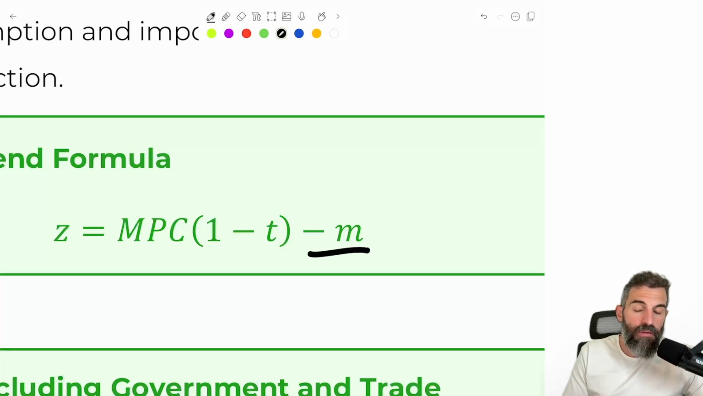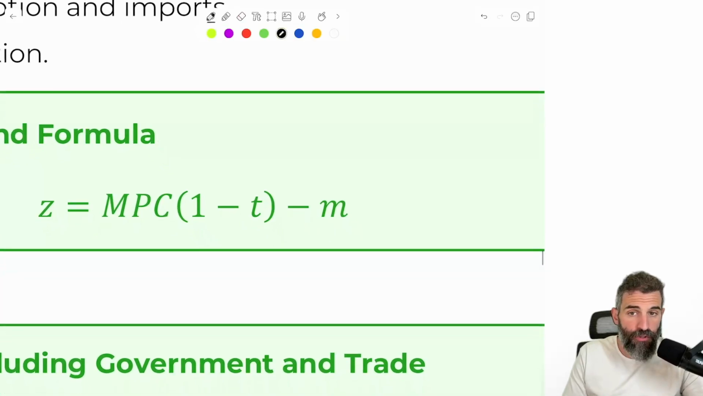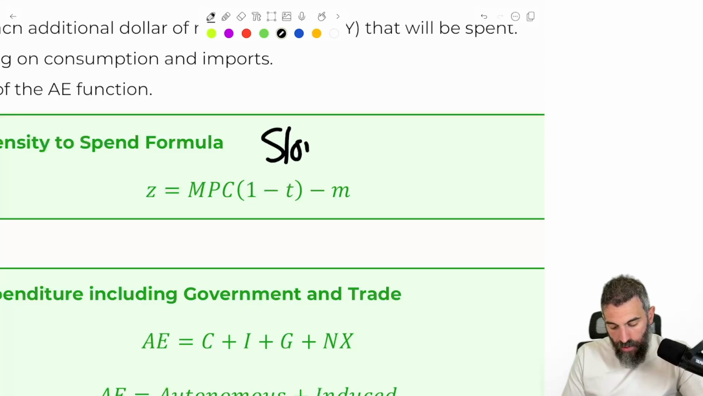Minus M, which was your marginal propensity to import. Remember that when we're importing, we're losing money as an economy. We're not making money, so we're giving money away. That's why it's negative. The effect on GDP is negative. The more we give away to other countries, the lower our GDP becomes. So the slope of your AE is actually this whole thing. This is the slope of AE.